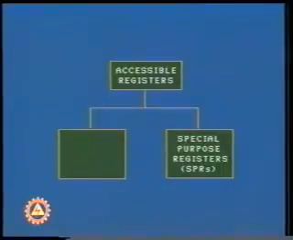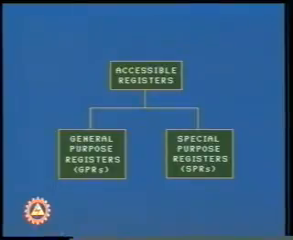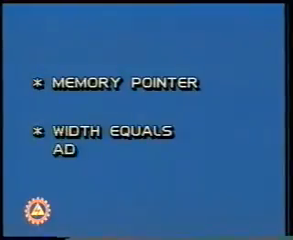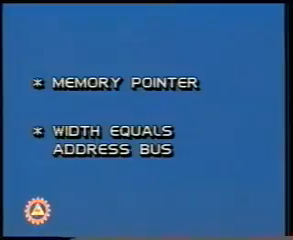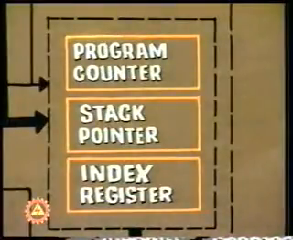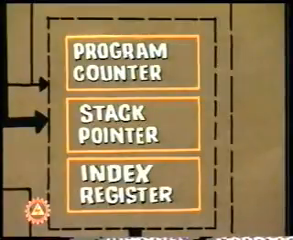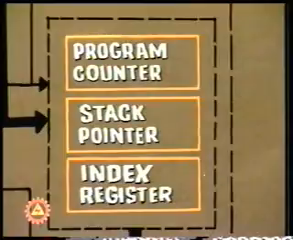Besides general purpose registers, there are other accessible registers called the special purpose registers, abbreviated as SPR. SPRs are used as memory pointer and their width is equal to the address bus. The SPRs are broadly divided into program counter, index register, and stack pointer.